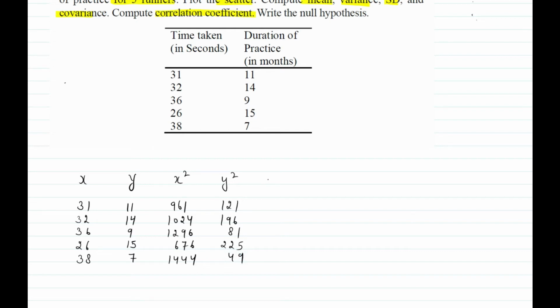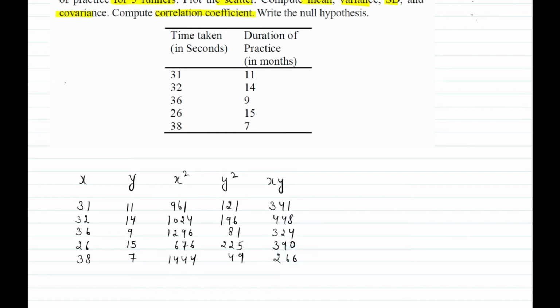Now the next column would be the product of X and Y. 31 multiplied by 11 is equal to 341. 32 multiplied by 14 is equal to 448. 36 multiplied by 9 is equal to 324. 26 multiplied by 15 is 390. 38 multiplied by 7 is equal to 266.